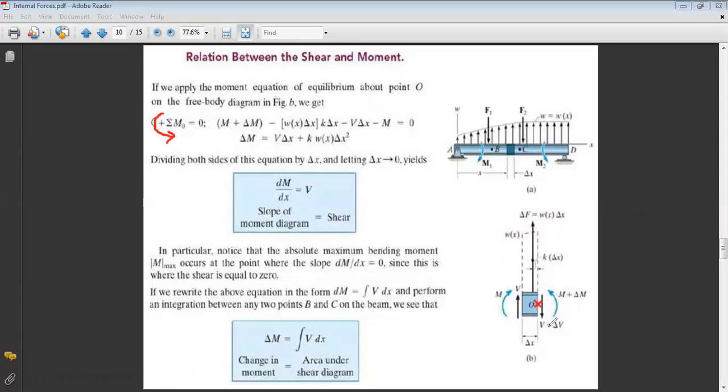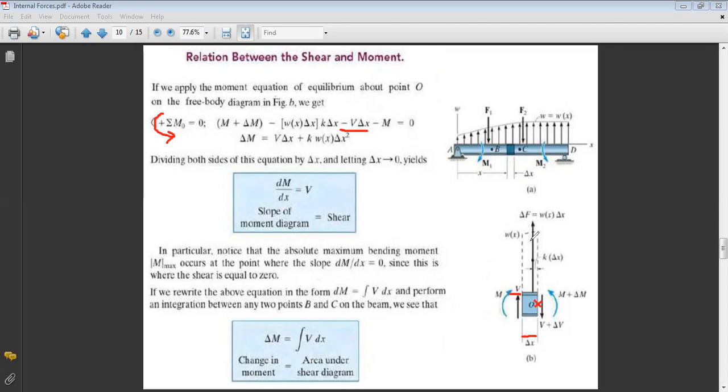And then we have plus M plus delta M, minus M. Now, since we choose to do the sum of moments about O, V plus delta V will not have a moment, okay? But V here will have a moment, and its moment is clockwise, so it is negative. So this is why we wrote minus V times the distance. The distance is delta x, so minus V delta x, okay?